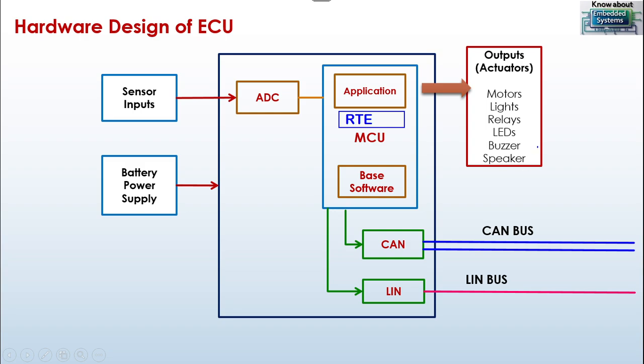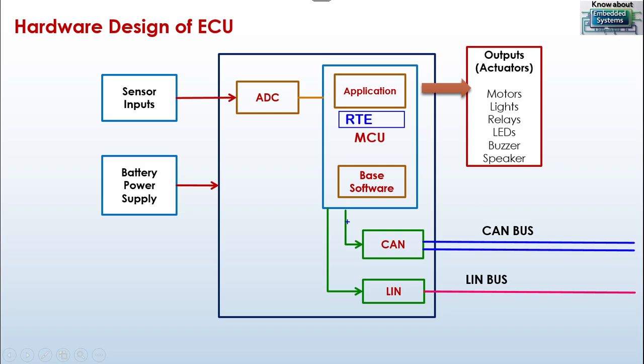The third point is act, or you can say actuation. In the actuation, based on sensor information, we're going to actuate various actuators, like a motor, lights, relay, LED, buzzer, speaker, and so on. According to requirement, we're going to trigger some of these mechanisms. So that is the third point, as I told in the previous slide.